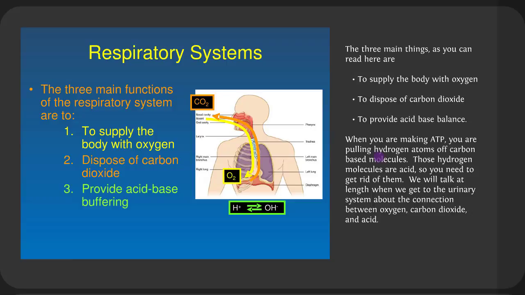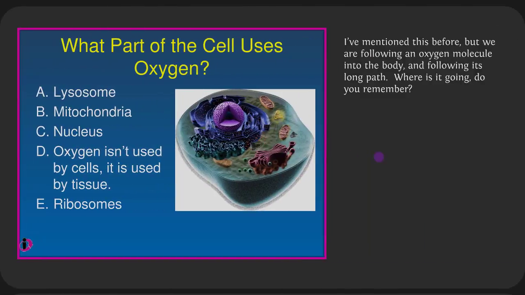And why acid-base balance? When you're making ATP, you're pulling hydrogen atoms off carbon-based molecules like glucose. Those hydrogen molecules are acid, so you need to get rid of them. We will talk at length when we get to the urinary system about the connection between oxygen, carbon dioxide, and acid. And I don't know if I've mentioned it before, but the urinary system is the most difficult system in AP2. What part of the cell uses oxygen?